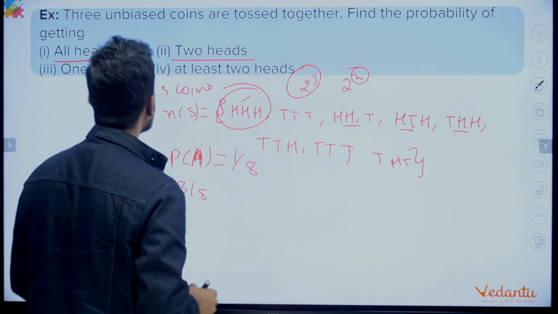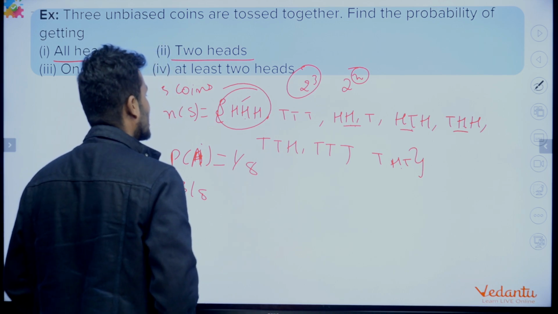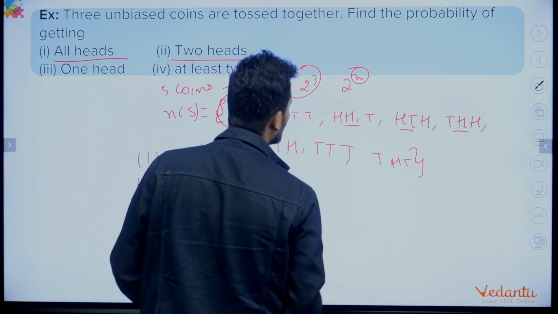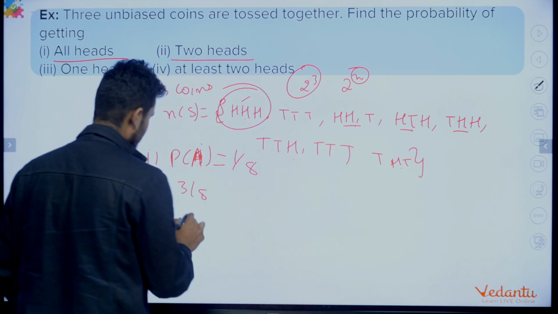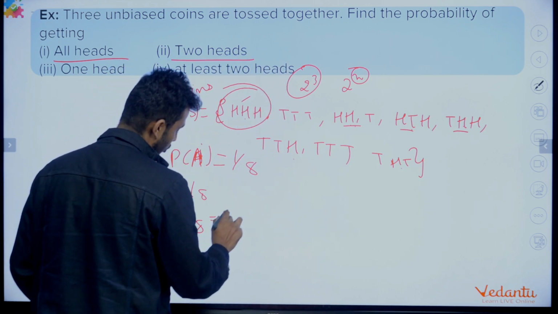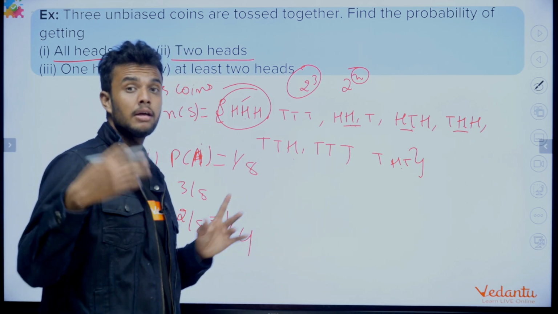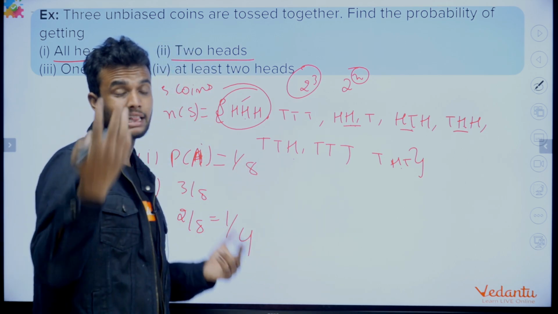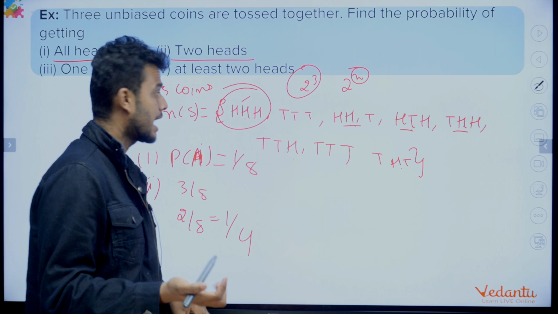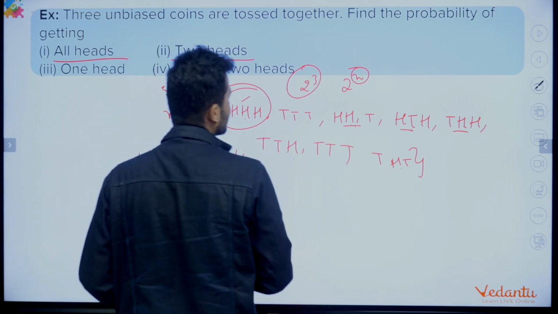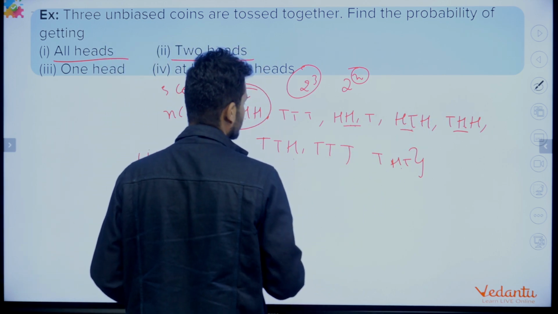Okay. Then what about the next one? One head. One head is there in only 1, 2, yes, only 2 cases. It's nothing but 2 by 8, which is 1 by 4. What about at least 2 heads? At least 2 heads is nothing but maybe 3, maybe 2. Okay. Here 3 is there. 1, 2, 3, 4.